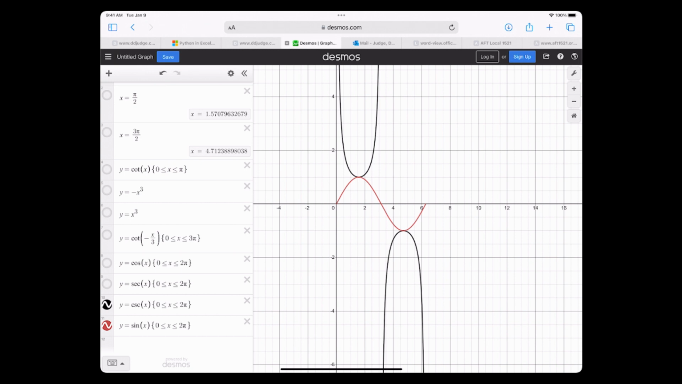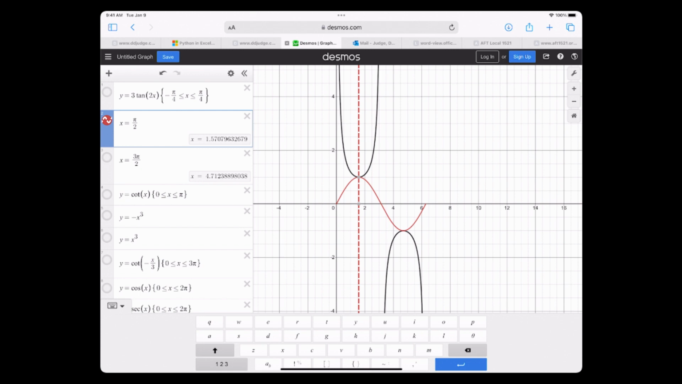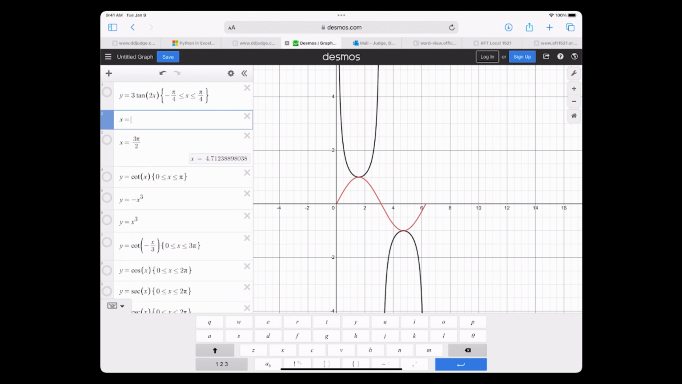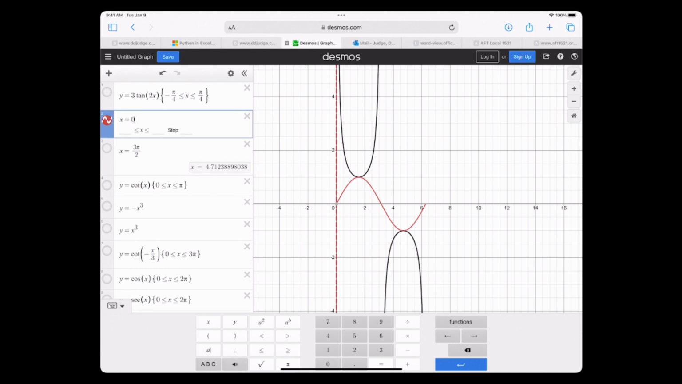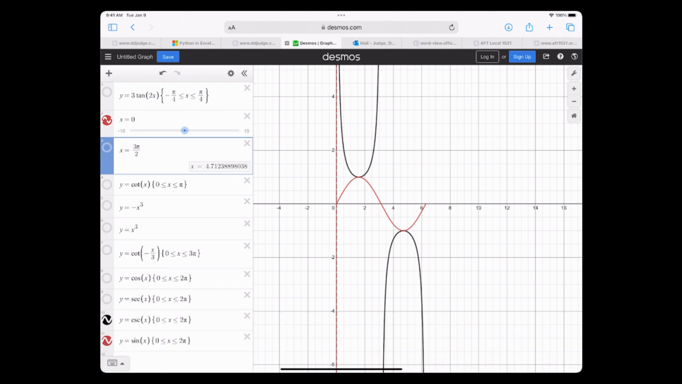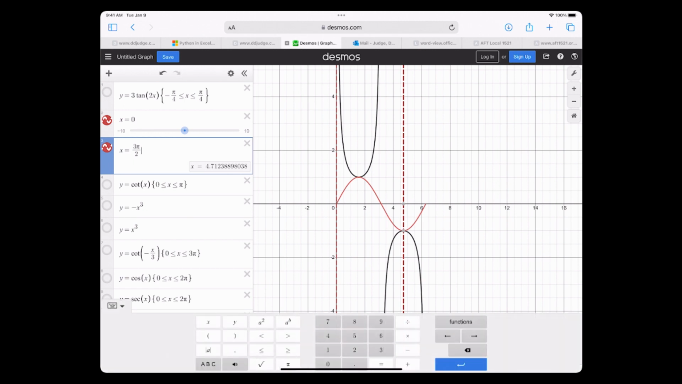Okay, and then you say, what about those vertical asymptotes? Well, you actually have three of them. Right, so you're going to have one at 0. Over here, no, this will be at pi and 2 pi.